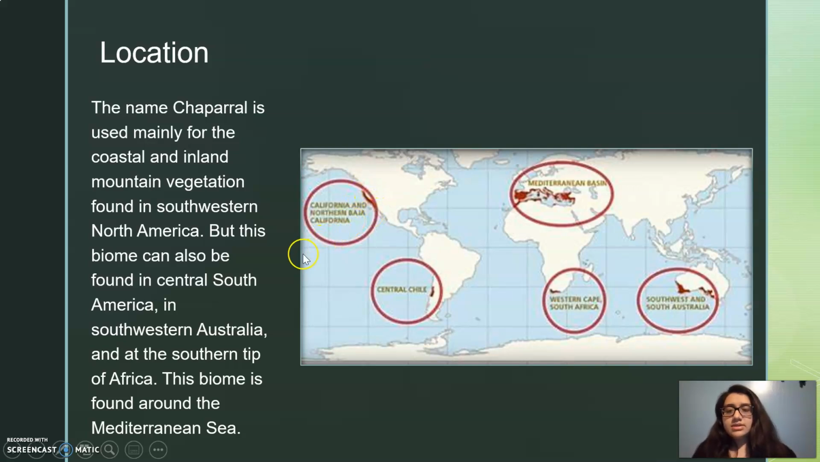But this biome can also be found in central South America, in southwestern Australia, and at the southern tip of Africa. This biome is found around also the Mediterranean Sea. As you can see, it is found in South America in central Chile, in the Mediterranean basin, the Western Cape, South Africa, and in Southwest and South Australia.